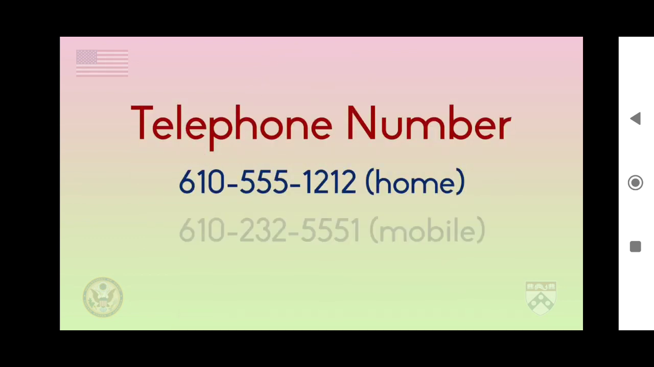Sometimes job seekers provide a mobile number and a home telephone number. Here's an example of Sally's phone numbers. Her home phone number is 610-555-1212. Her mobile phone number is 610-232-5551. Giving more than one number makes it easier for an employer to contact you for an interview.